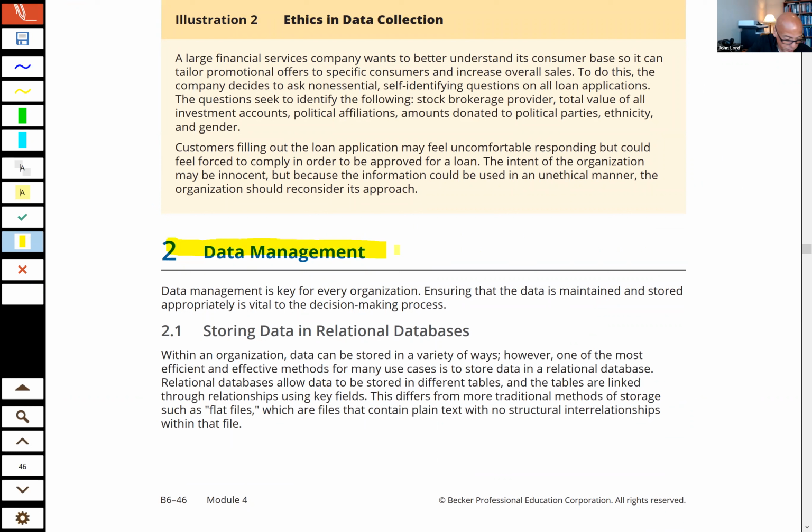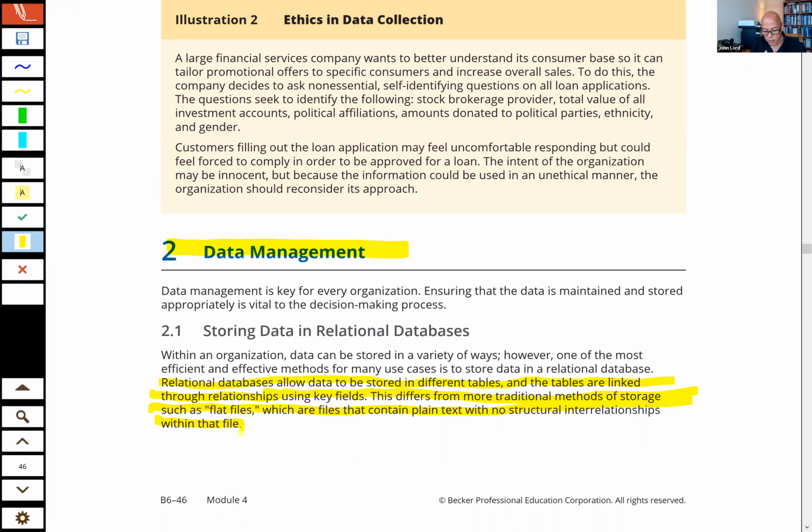Data management. When we look at data management, there's something called relational databases, and it allows data to be stored in different tables. And these tables are linked through relationships using key fields. This differs from more traditional methods of storage, such as flat files, which are files that contain plain text with no structural relationship. So what we're going to do is take data and place it in relational tables, and that's going to allow us to connect, say, customer to sales, customer to location, by having them in these relational fields.